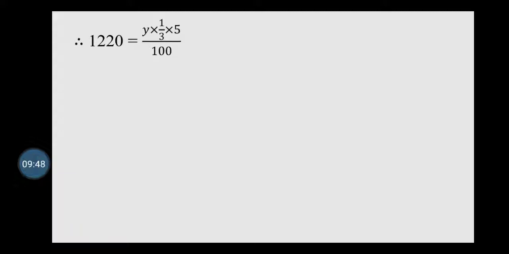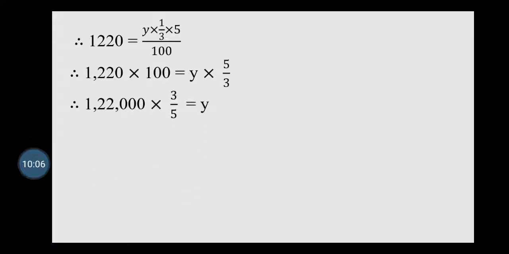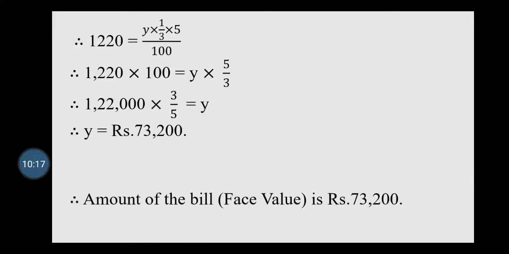So 1220 equal to y into 1 upon 3 into 5 upon 100. So 1220 into 100 equal to y into 5 upon 3. So 1,22,000 into 3 upon 5 equal to y. So y is equal to rupees 73,200. Therefore, amount of the bill is rupees 73,200. Okay, is it clear?